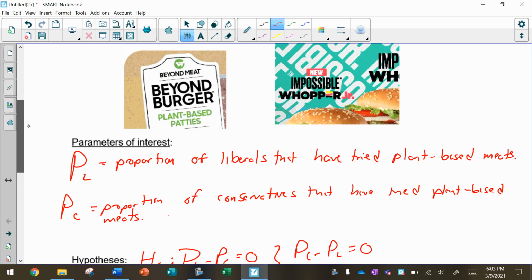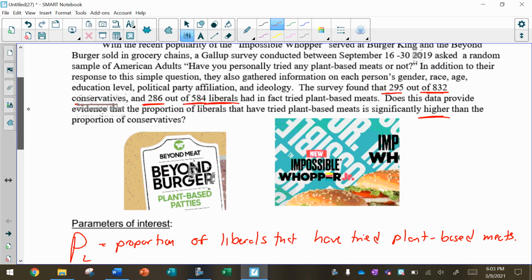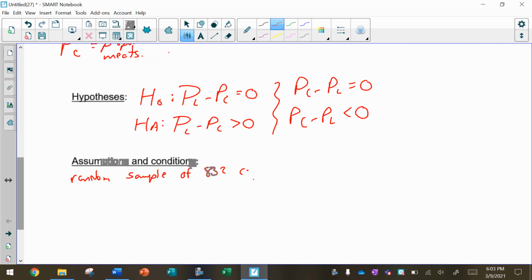I already lost track. 832 conservatives, and 584 liberals. We will assume independence within each political group. Okay.